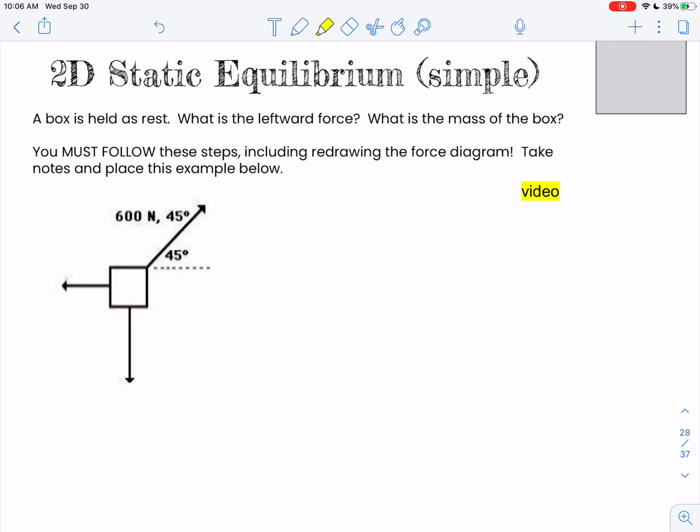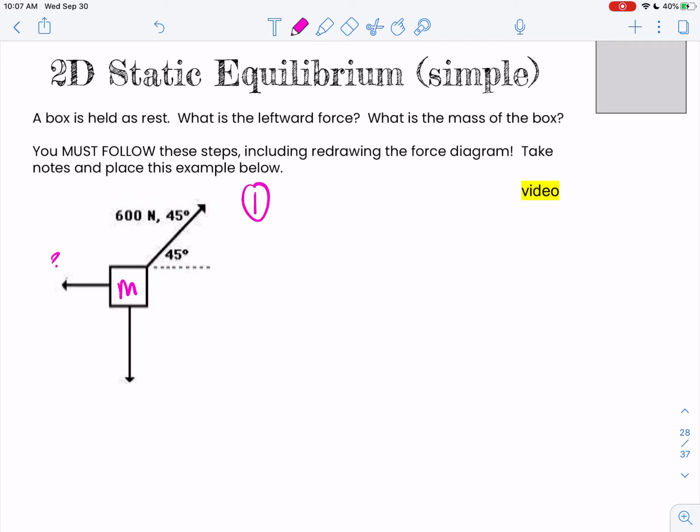All right, here is a simple two-dimensional static equilibrium problem, okay? So we are trying to figure out, assuming that this is something that's hanging, right? So I would say that this is some kind of a mass. What is this force here, and what is the mass of the box? All right, so it's very, very important that you follow all of these steps, all right?